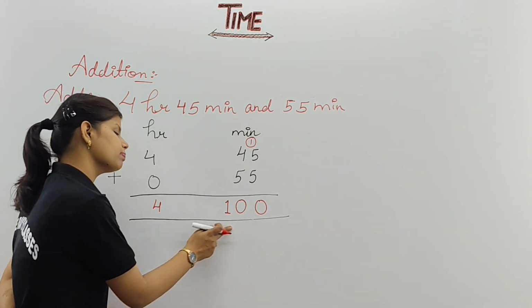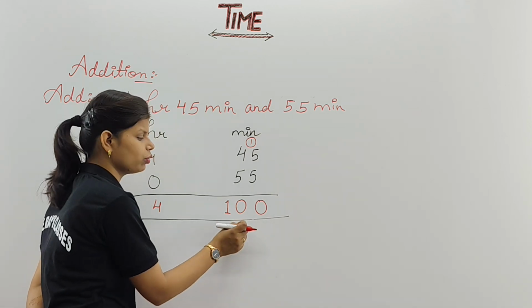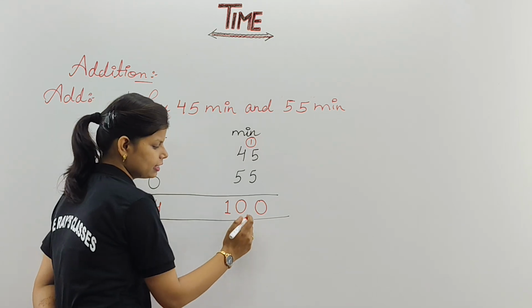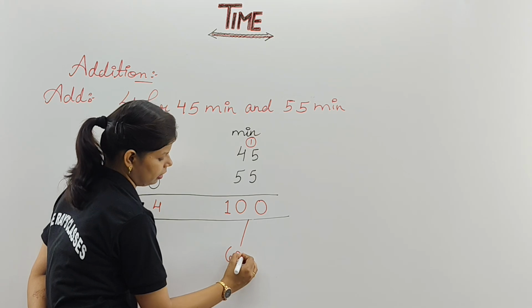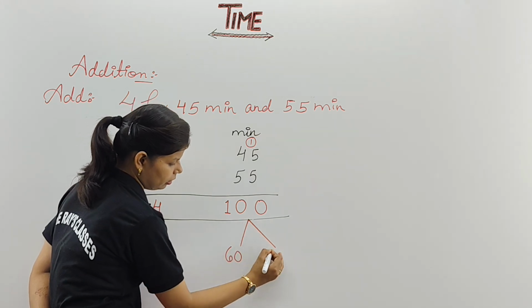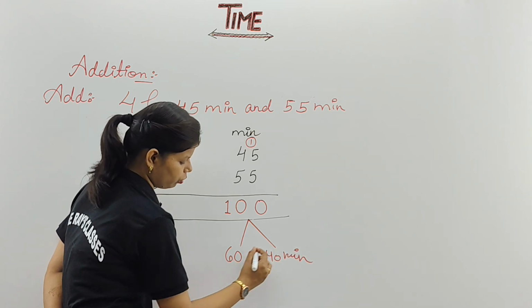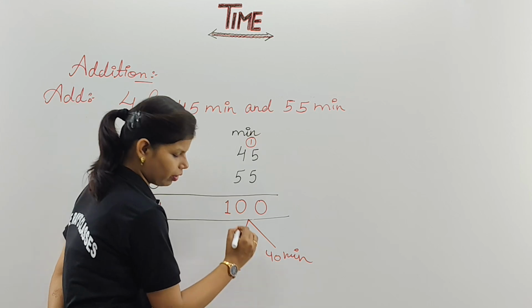Children, when this minute will be more than 60, please don't write it as usual. You have to convert this one. Do you get my point? Here this 100 can be written as 60 minutes plus 40 minutes. Please take a note of this one. 60 minutes plus 40 minutes.